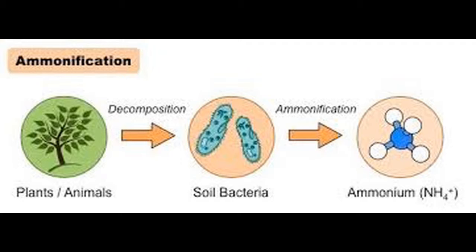Now, this occurs because bacteria are able to convert ammonia to nitrite and nitrate. And that's when nitrification comes in and takes on the next step of the nitrogen cycle.